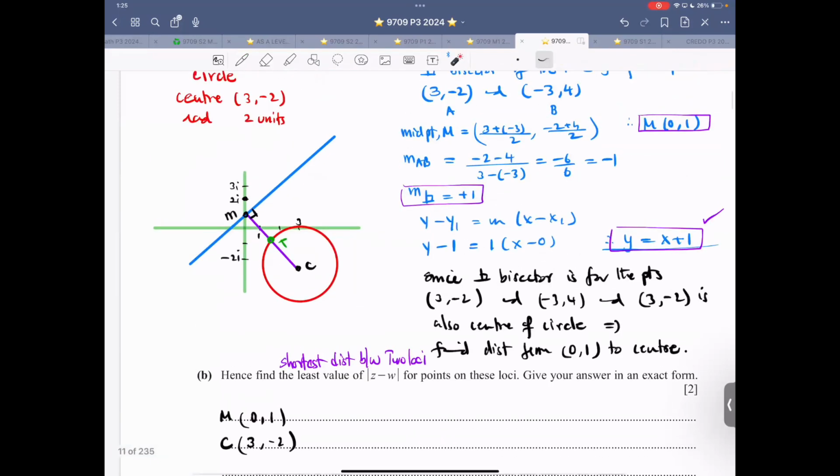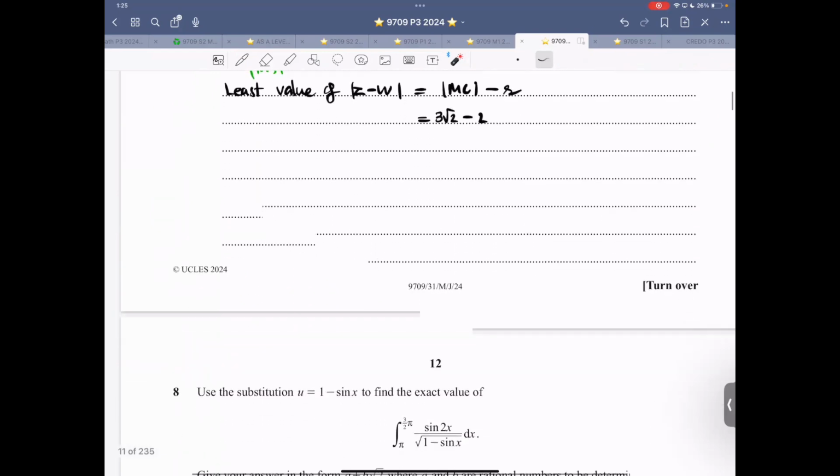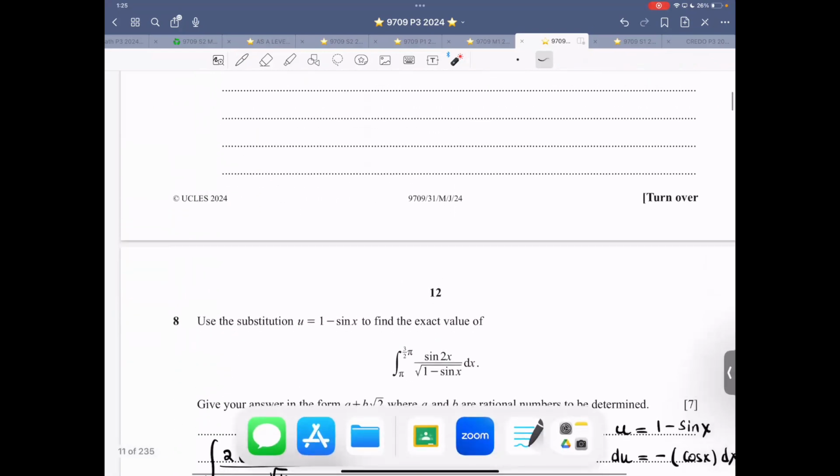The least value is this distance MT. How can you find MT? Find this distance and subtract the radius. That's how this question is done. Now try out question number 8.